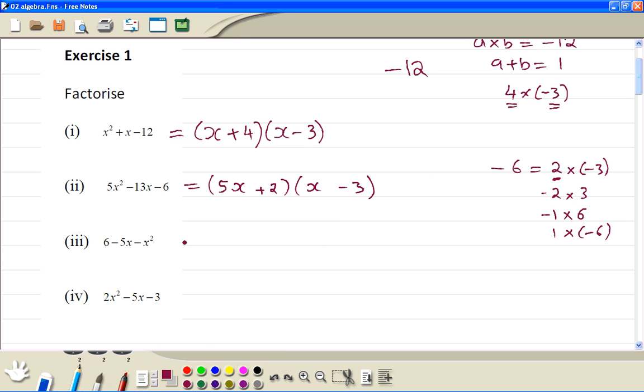Let's do number 3. First, because there's a minus sign before x squared, take the minus sign outside, then inside the bracket change this to positive, so that's x squared. That minus 5x becomes plus 5x, then 6 becomes minus 6. Now we're looking for factors of minus 6 which add up to 5, so that's 6 and minus 1. So x plus 6 and x minus 1. Make sure you keep this minus sign in the front.